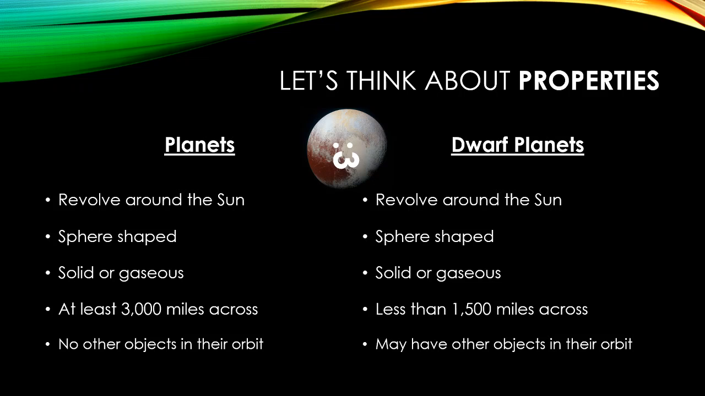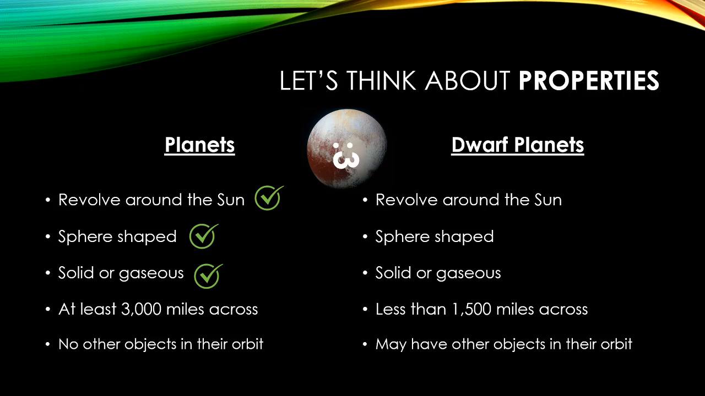So, they took Pluto, they took everything that we know about it, and they went through the checklist of all the different properties that a planet might have. For example, planets revolve around the sun. Yep, check that off. Pluto definitely does that. Planets are sphere-shaped, like a ball. Yep, that's true for Pluto, too. Planets tend to be either solid or gaseous. Yep, that's true for Pluto. It's a solid object out there in space.